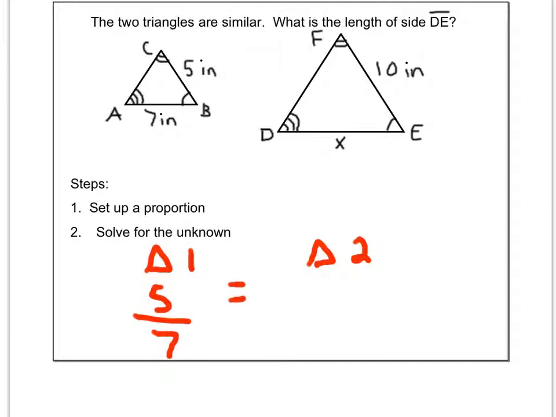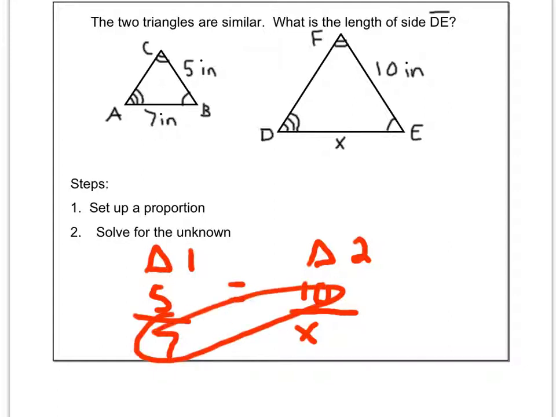So again, 5 over 7, those both come from triangle 1. Then we need to match up the corresponding sides. So on top, we need to match up the side that went with 5. Well, the side that matched up with 5 was 10, so that number has to go on top. And the side that matches up with 7 is my x. That's the side I want to know. So again, we're going to use cross products and solve this.